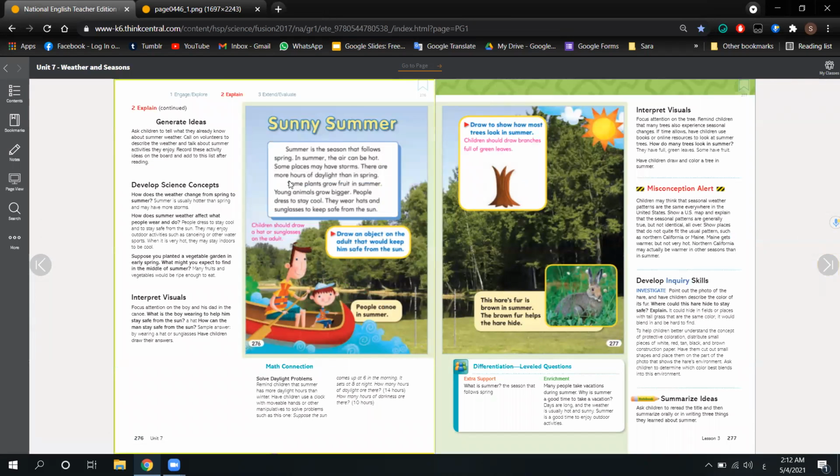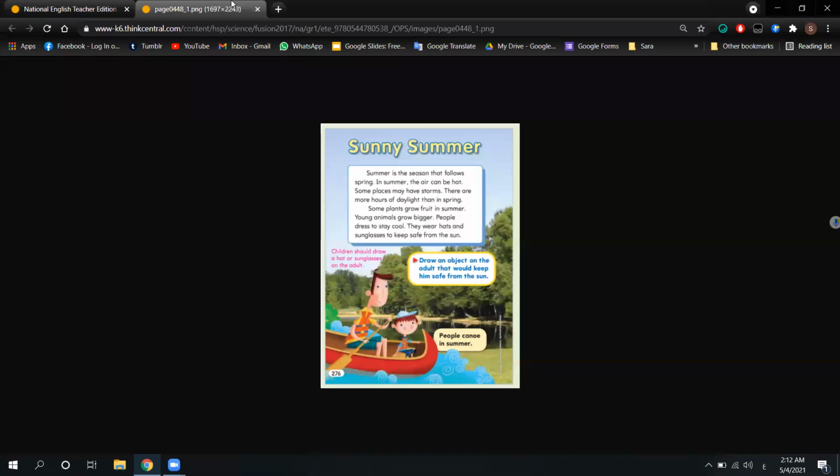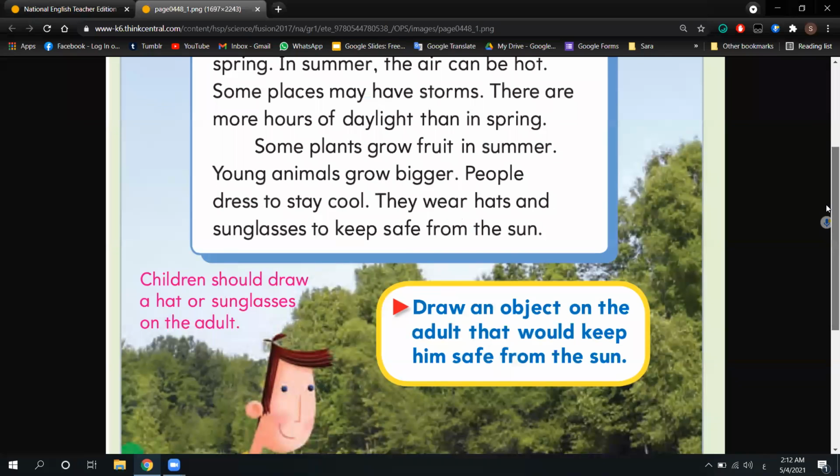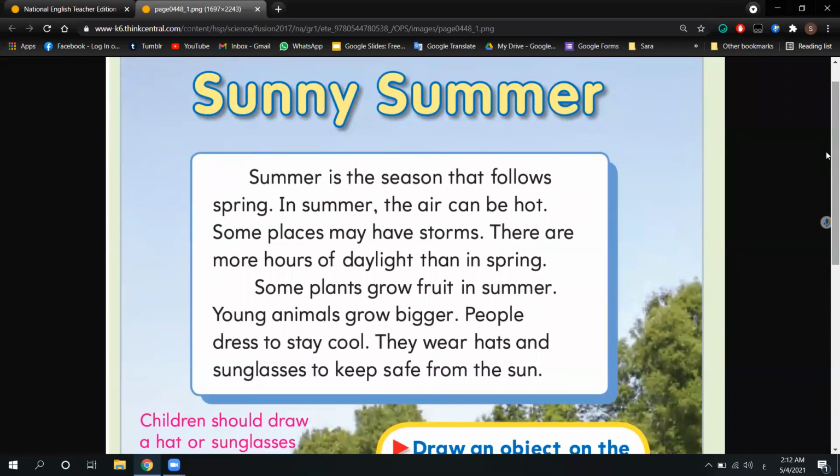So now let's move to the second season. The second season is summer. It is the season when we can swim. Hooray! Okay, but I don't like summer. Summer is the season that follows spring. So what is the season that comes after spring? It's summer. So in summer, the air can be hot. It's not going to be cold at all in summer. It's going to be hot.